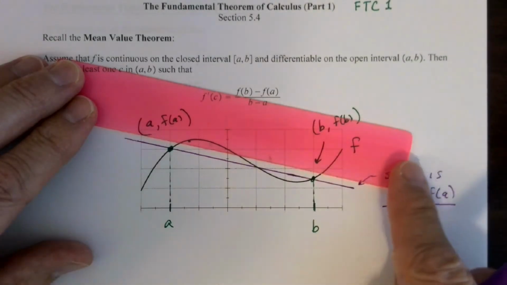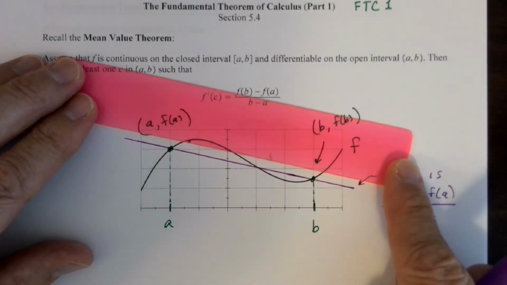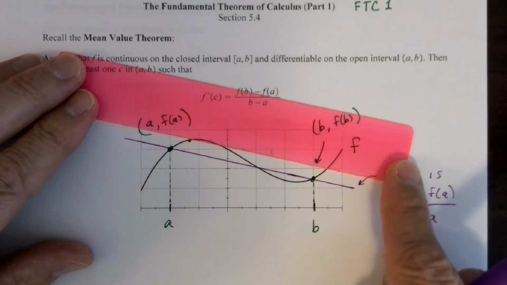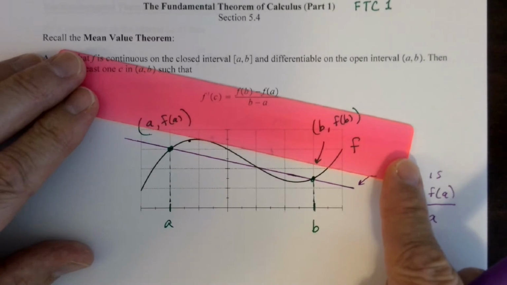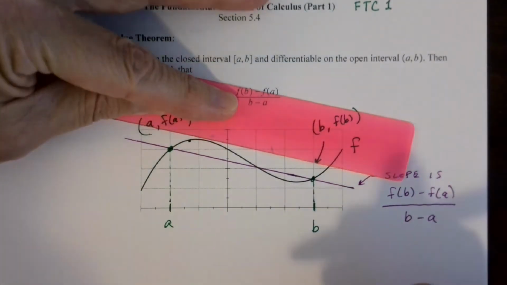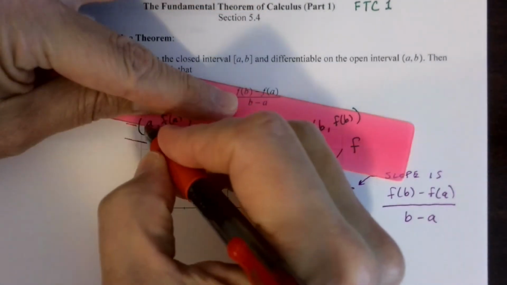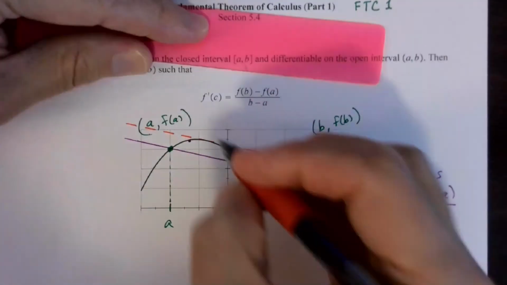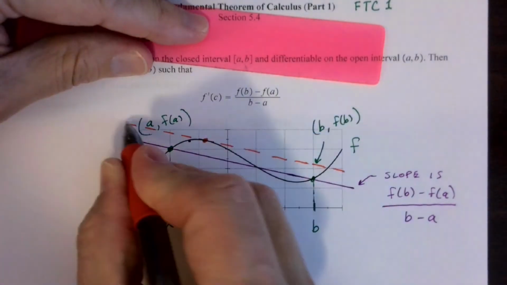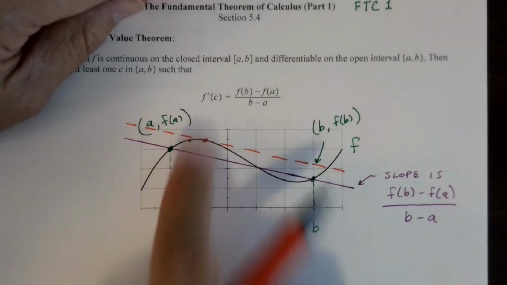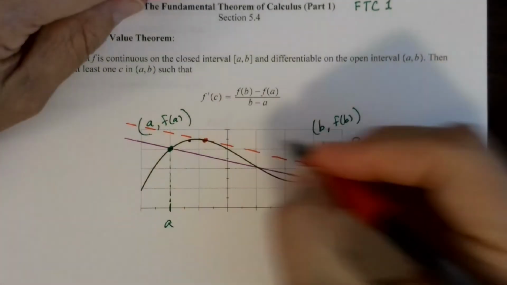The bottom edge of my pink ruler. And I'm going to move until what? Until I just touch the graph of the function f, right about there. And now I'm going to draw that line. I'm going to draw this in red. Right? So right about there, that red dashed line, that's the tangent line, that's the slope of that line, that's f prime of c. Slope of that line is f prime of c.